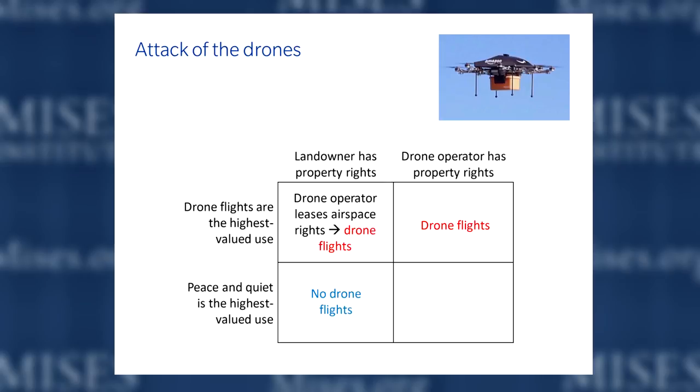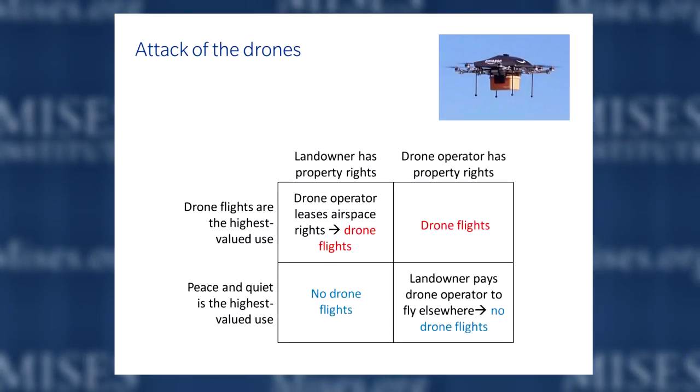Okay, likewise, imagine that Amazon has the legal right to fly over your house, but you really don't want them to. And you're rich, or you're operating a business that is highly profitable. You have a lot of retained earnings. What would happen then? You would pay Amazon to stay away. Okay, so the landowner could pay Amazon to fly somewhere else. And so you would not get any drone flights.